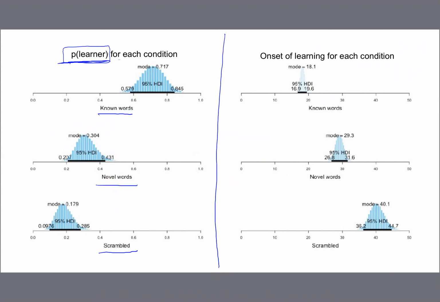So it's for the known words, the novel words, and then the scrambled. And you can see that they plot the histogram, which is the probability, so it's going to be between 0 and 1. And they're also plotting something they call the 95% HDI. That's a term that we never talked about before, but it's actually pretty intuitive. So let me just show you really quickly what it is.